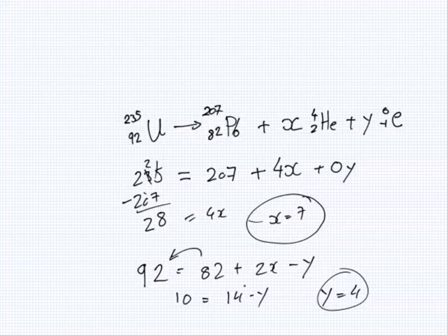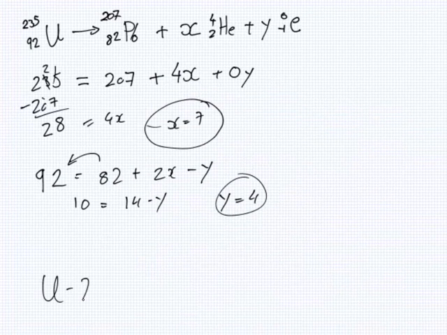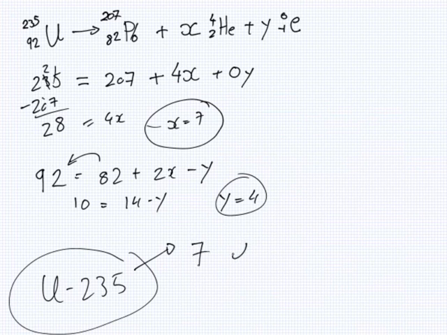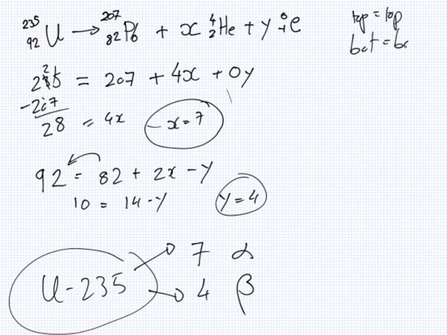So what's happened here is your uranium-235 released 7 alpha particles and 4 beta particles. That's what's happened here. And we can find that by balancing this equation, by saying the top equals the top and the bottom equals the bottom. Just remembering that if there's an x here, it means you have x of them. Y here means you have y of them. So these numbers get multiplied by x and these numbers get multiplied by y. Questions?